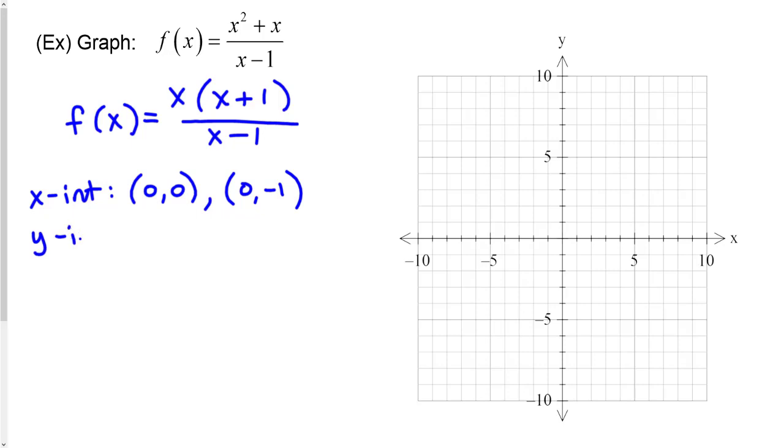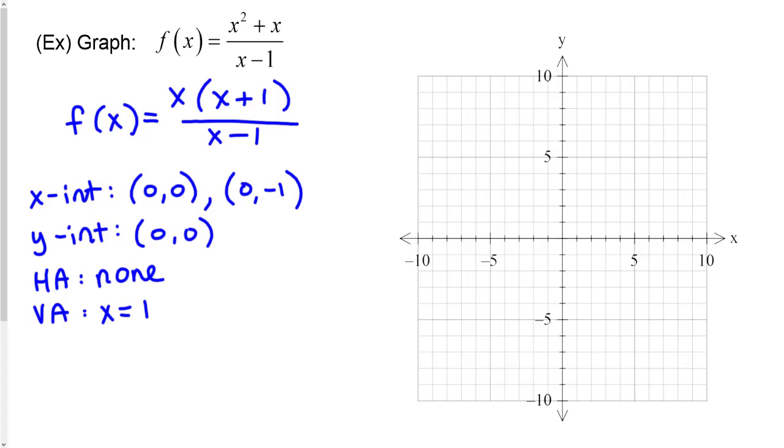I have a y-intercept. If I go to the expanded form, the constant in the numerator is kind of assumed to be 0. 0 divided by negative 1 is just 0. So the y-intercept is 0, 0. Next, horizontal asymptotes. The degree is higher in the numerator, which means it's top heavy. So there's no horizontal asymptotes, so none. The vertical asymptote would be x equals 1.